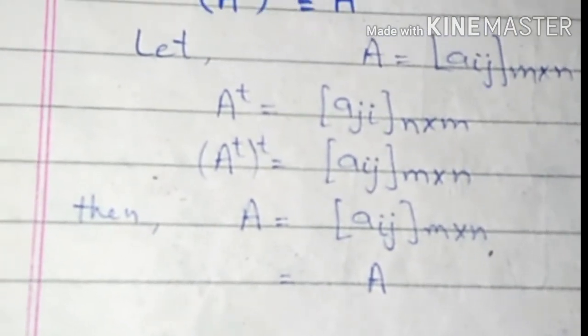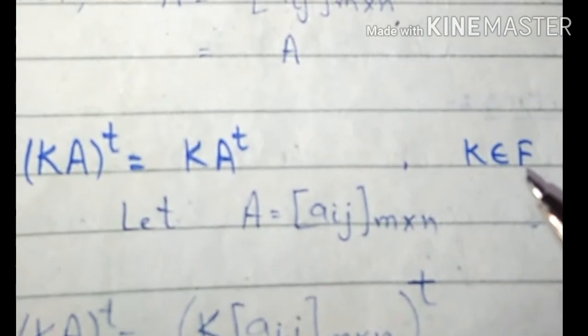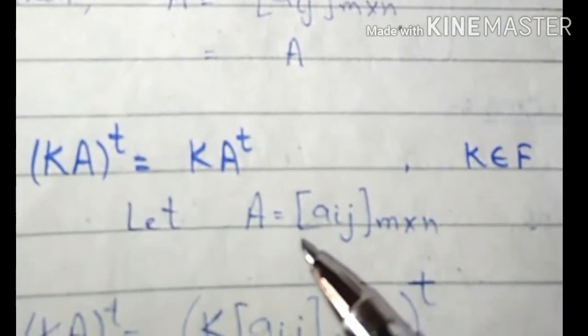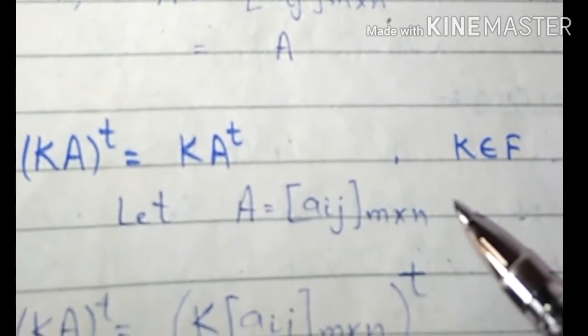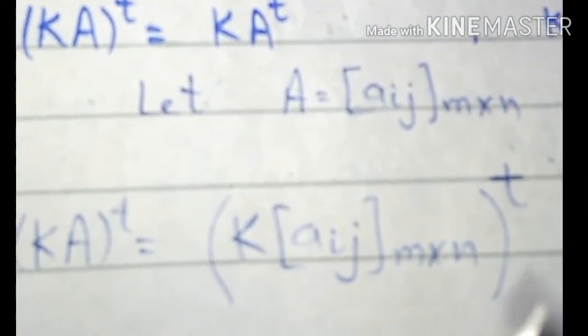The third theorem: (kA) whole transpose is equal to k times A transpose. Then we can say that k belongs to F, where F is a field. Let A be a matrix equal to a_ij of order m cross n. So (kA) transpose is equal to (k into a_ij m cross n) whole transpose.